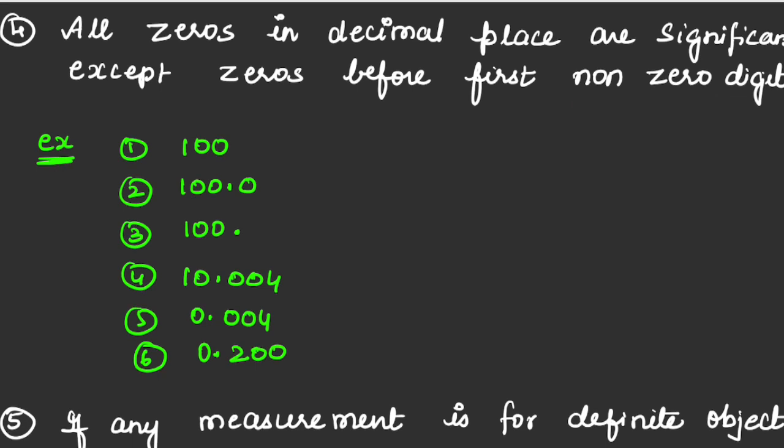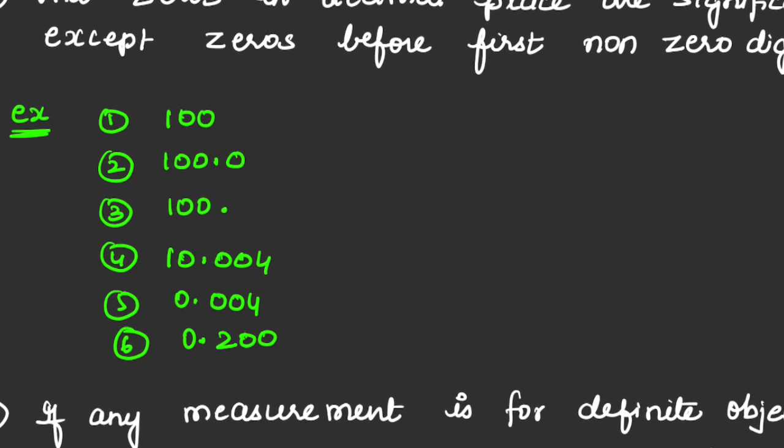See, in the first example what I have taken is 100. So in 100 you can see there is no decimal place at all. If there is no decimal, then the zeros are not significant. So therefore you will write the number of significant figures as 1. If there is no decimal, you count only the non-zero digit. So 1 significant figure is present.